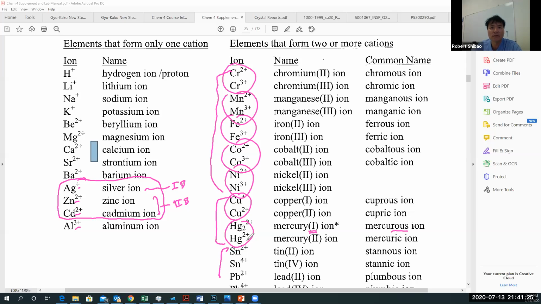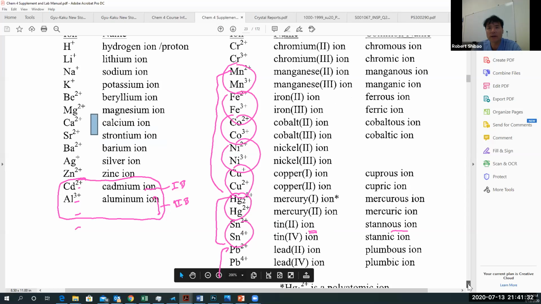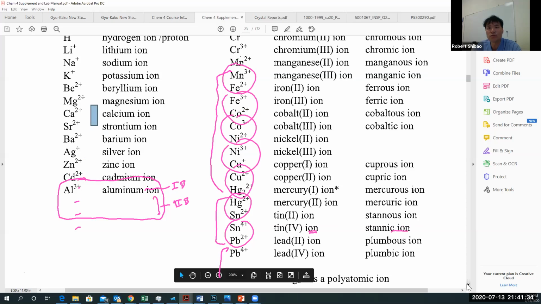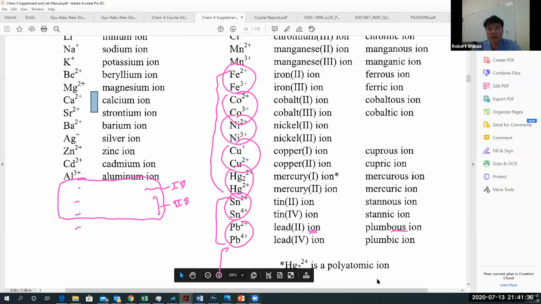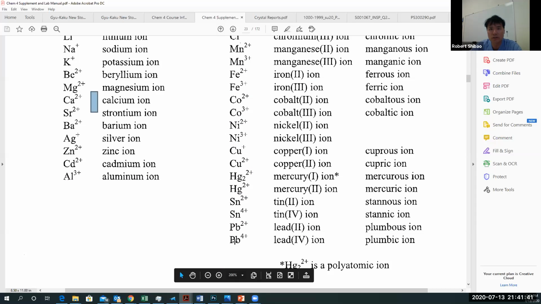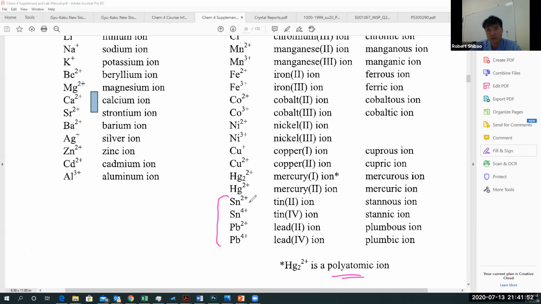So tin and lead on the right end of the transition. Well, these are getting into the main group now. That's 2, 4. So the charges aren't difficult. You just got to look at the periodic table and see where the position is in the periodic table. You can figure it out. There are more charges than this. Here, mercury is a polyatomic cation. And so here are the 2, 4s, the 1, 2s, and the 2, 3s.